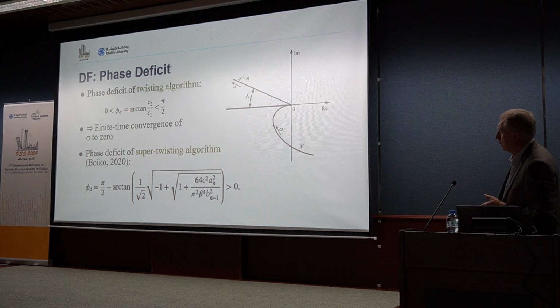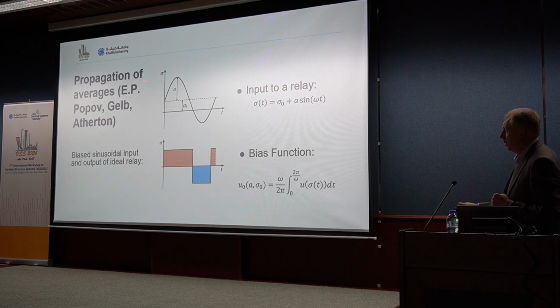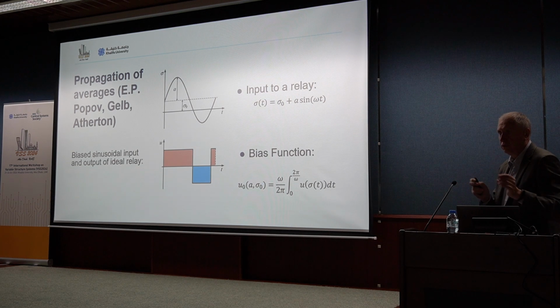That's for the twisting algorithm, where the phase deficit is given. For the super twisting it is also given, and it is found for some others. So another notion: propagation of averages. We said that we need to consider fast oscillations and averages separately. So how do we consider propagation of averages? For this we consider the biased sinusoid and its propagation through a relay in this case, or through another nonlinearity, and find the average.